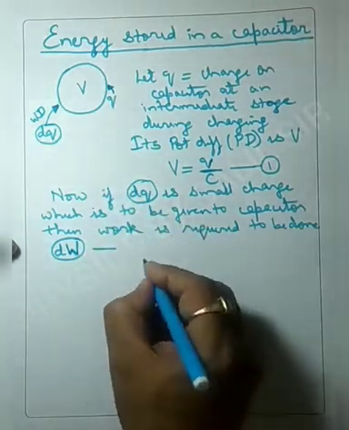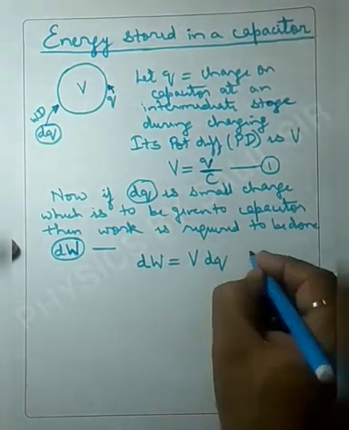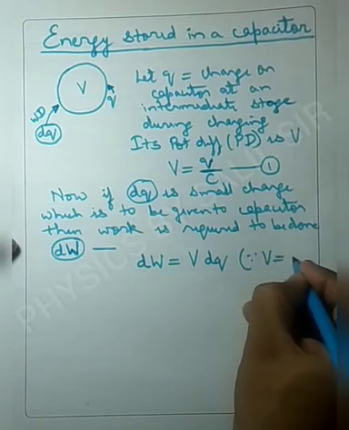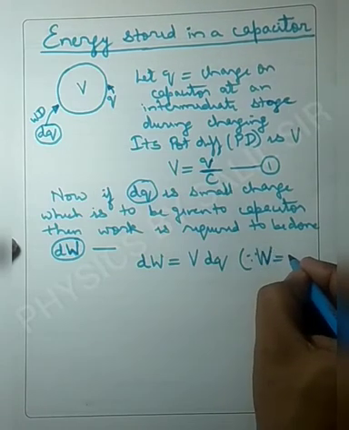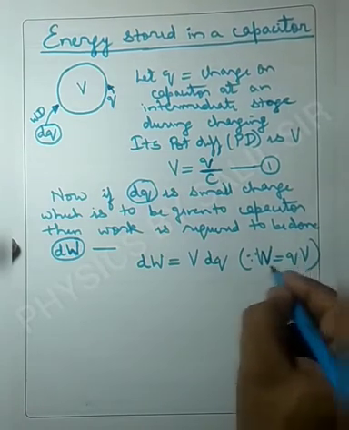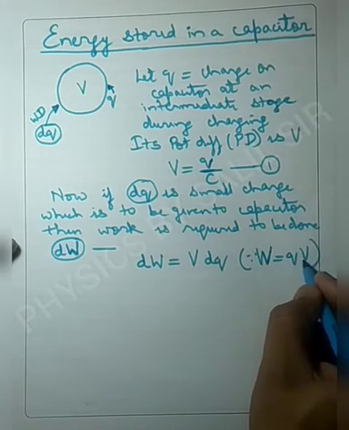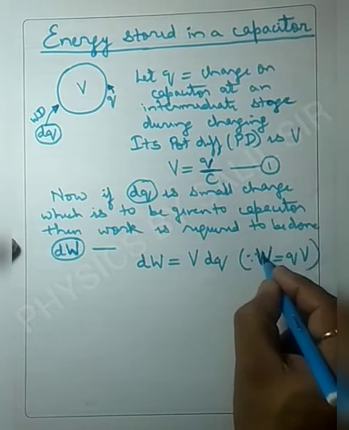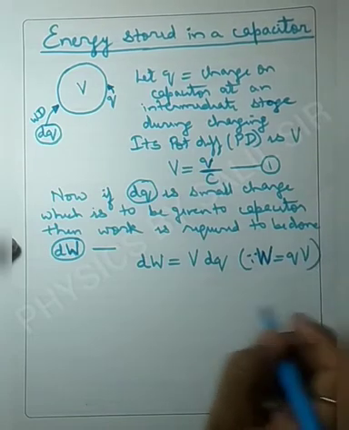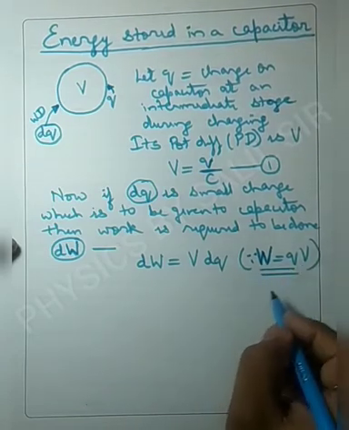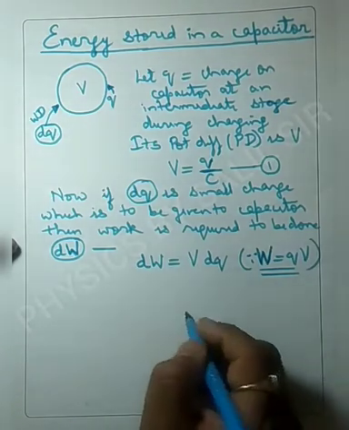Then what will be the work done? dW will be equal to V dq, because we know that W is equal to qV, so V is equal to W upon q. We know the definition of potential: work done in moving a unit charge from infinity to a point in an electric field. So this is the definition of electric potential, and the formula is W is equal to QV. Based on this formula, we can show the small work done dW is equal to V dQ.